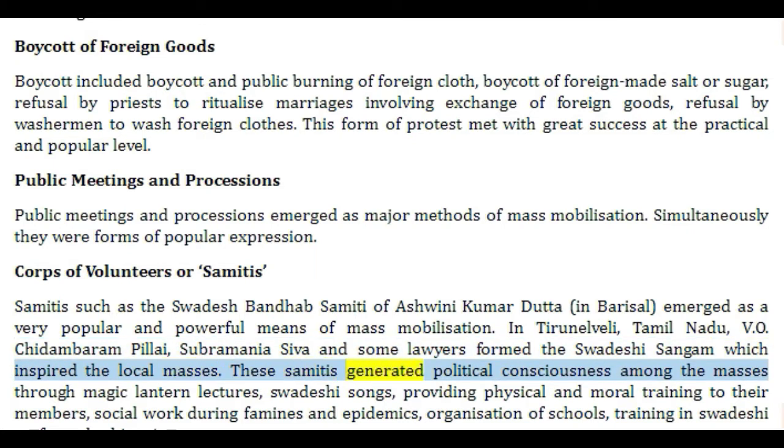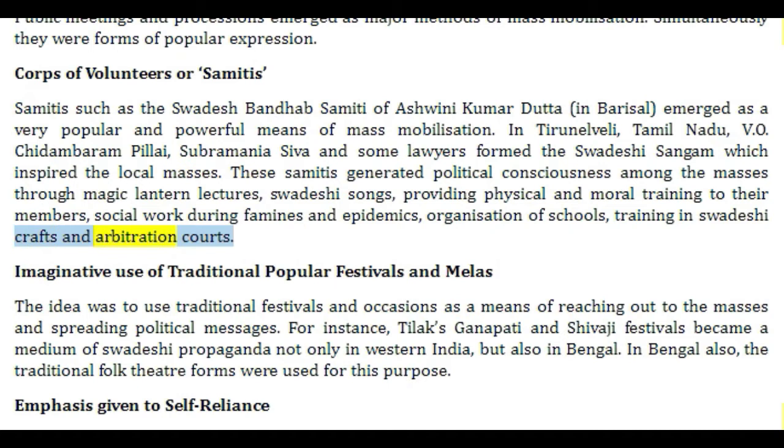These samitis generated political consciousness among the masses through magic lantern lectures, Swadeshi songs, providing physical and moral training to their members, social work during famines and epidemics, organization of schools, training in Swadeshi crafts and arbitration courts. Imaginative use of traditional popular festivals and melas.